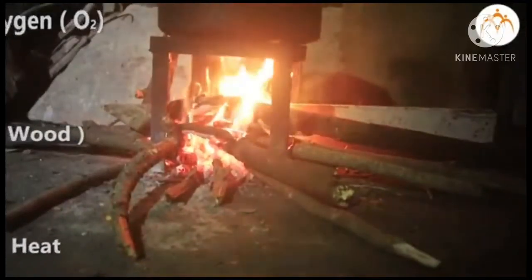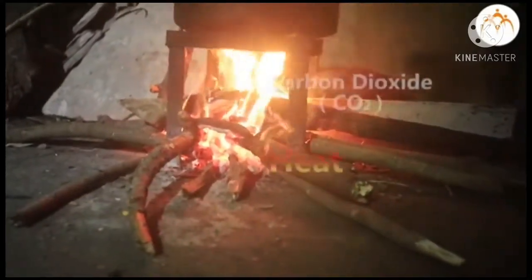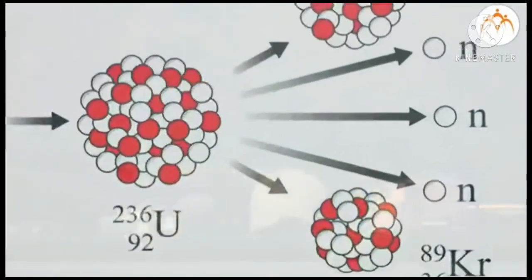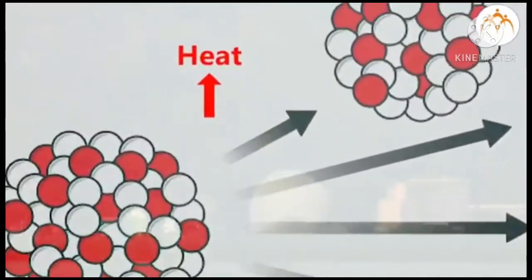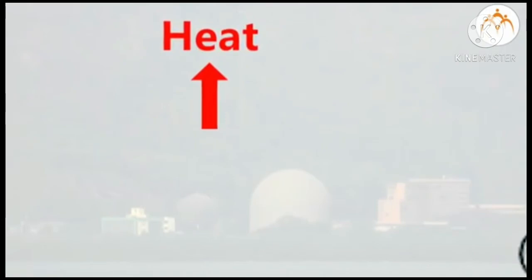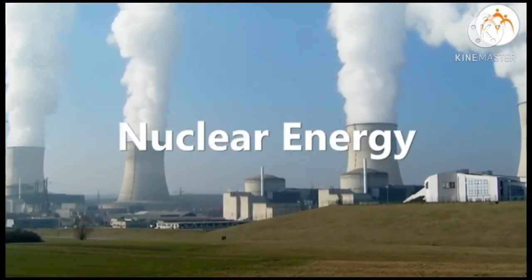There is a chemical reaction between fuel and oxygen in the air. Heat is generated as a result of this reaction. A large amount of heat is produced in a very short time when nuclei of some elements like uranium break and undergo fission. This is nuclear energy or atomic energy.